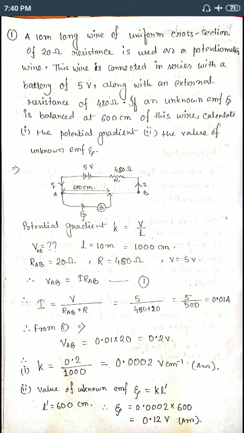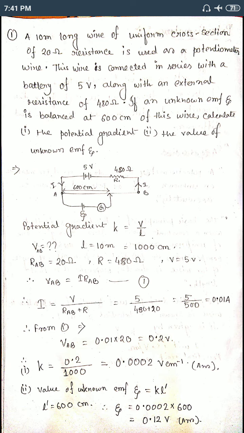0.2 volt is the potential or the voltage across AB, or across the wire. So now we can easily find out the potential gradient, because V is found. So K equals VAB by L. L is the total length of the wire, that is 10 meter, which equals 1000 centimeter. So in place of V we put 0.2 divided by L, that is 1000, and we get 0.0002 volt per centimeter. This will be the potential gradient.